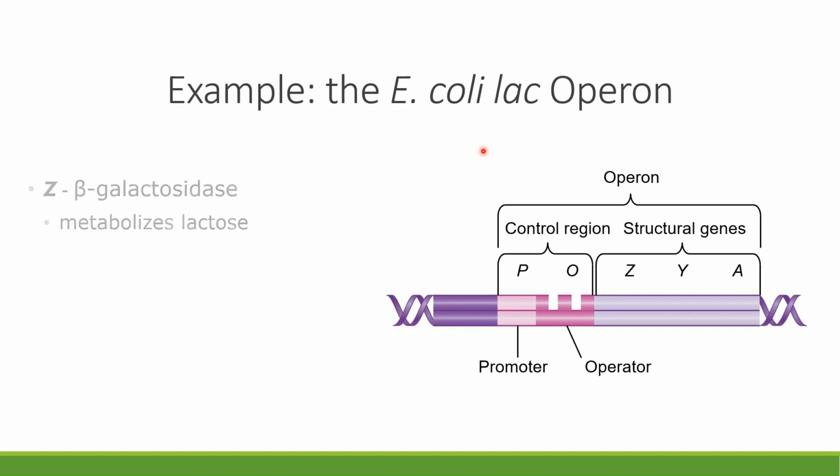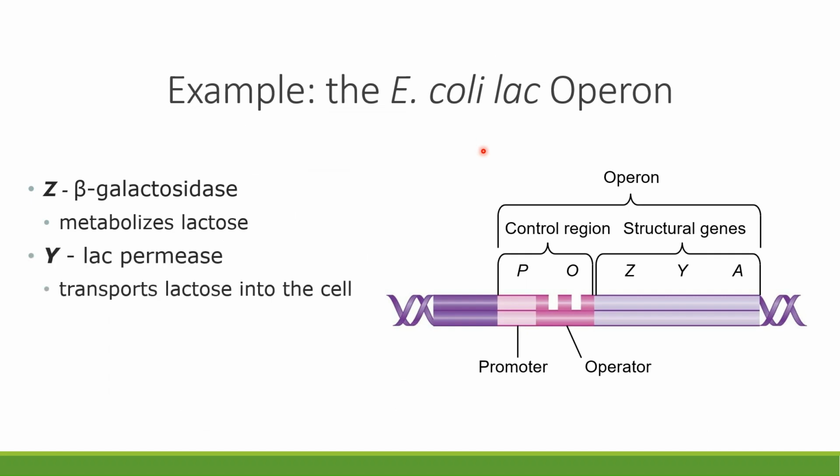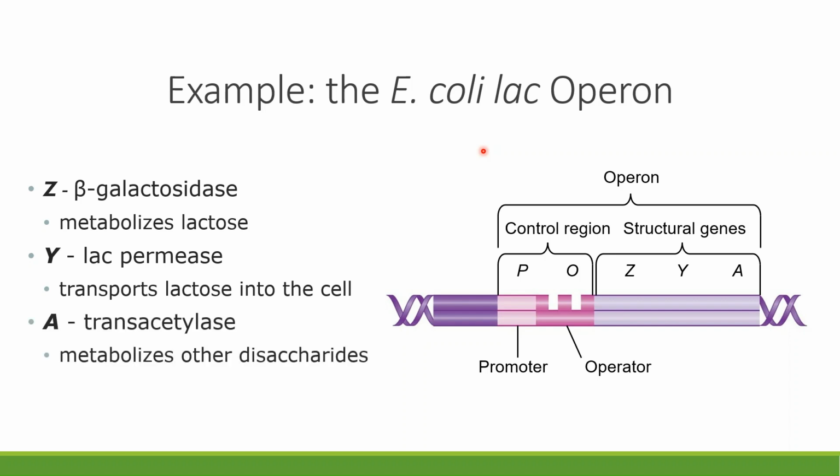There are 3 different structural genes involved in this process. The most important of all of them is LAC-Z, and this encodes for the protein beta-galactosidase. Beta-galactosidase is the enzyme that metabolizes lactose. Then we have Y, which translates for lac permease, a transmembrane protein that goes to the cell membrane and allows lactose to be transported into the cell. Of course, we want to start collecting that lactose.